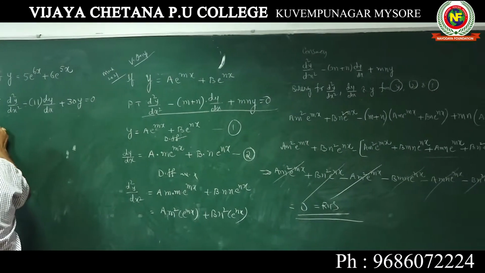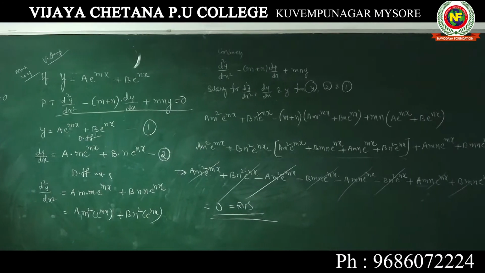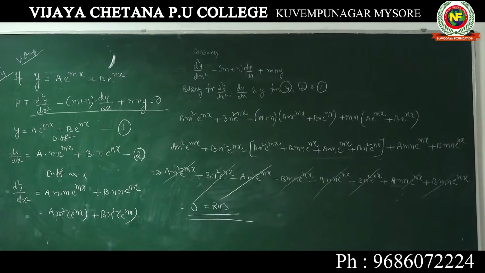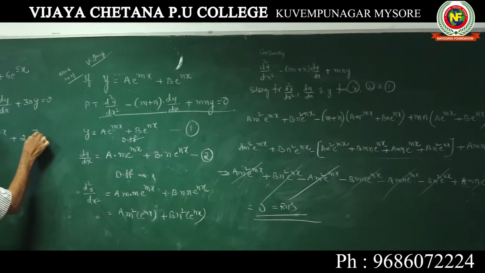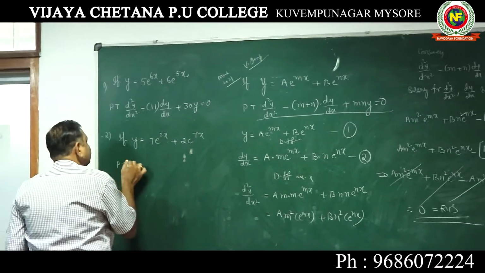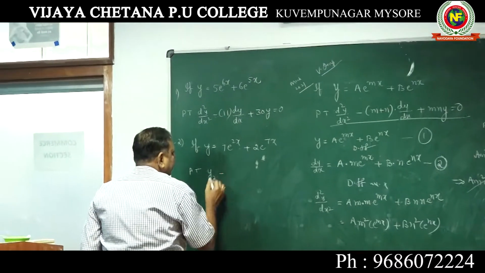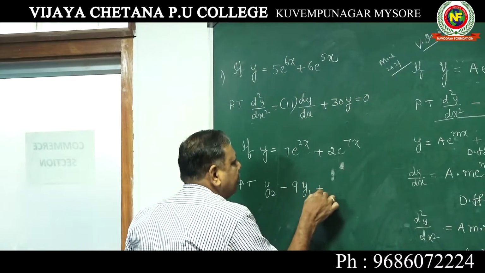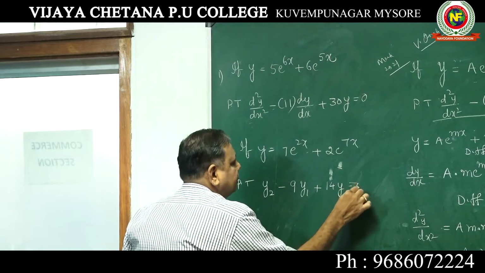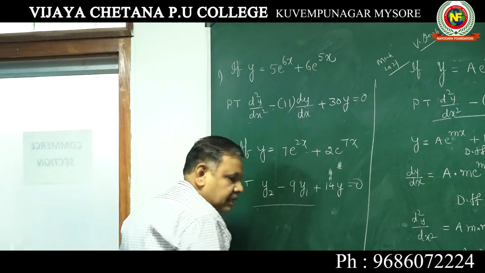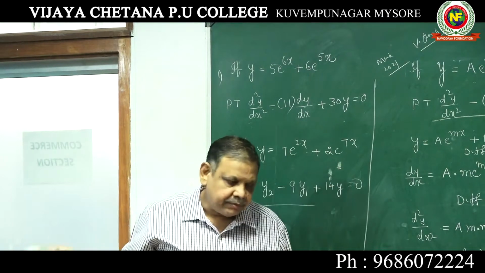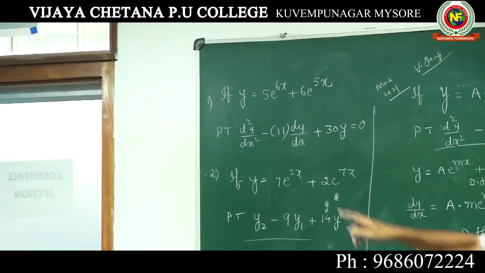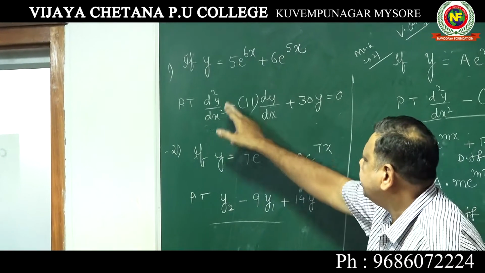One more also you can try. If y is equal to 7 e to the power of 2x plus 2 e to the power of 7x, prove that y2 minus 9y1 plus 14y is equal to 0. Two problems you must do at home, you must practice well, you will get the answer. Same way, find dy by dx, find d square y over dx square, substitute in this.